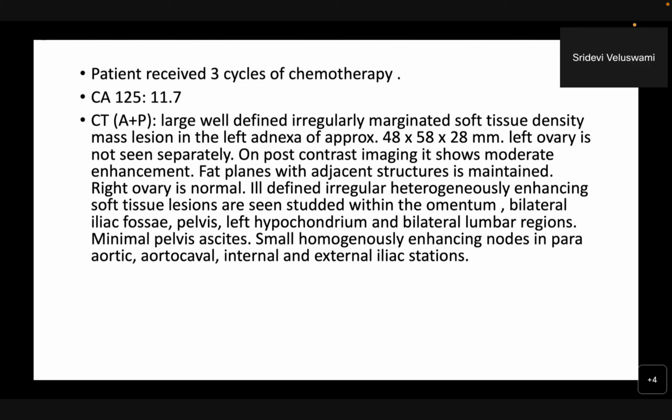RAS, BRAF. I asked for simpler answers. CK7, CK20. So when you have this kind of an appearance, when you're not sure, you have to get an IHC done. Yeah, WT1 and PAX8 to know the origin. Exactly. Was it done? No, ma'am. Preferably, it should have been done. Yes. Okay. So now what is the plan?